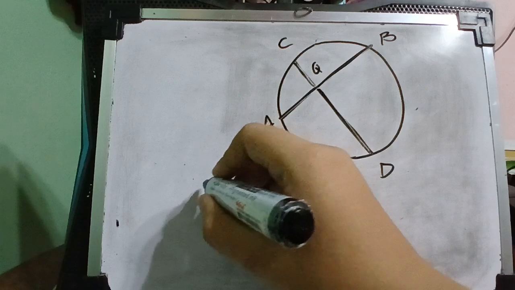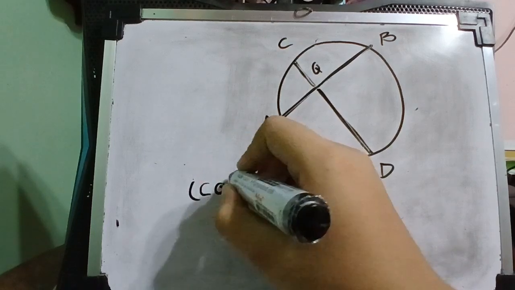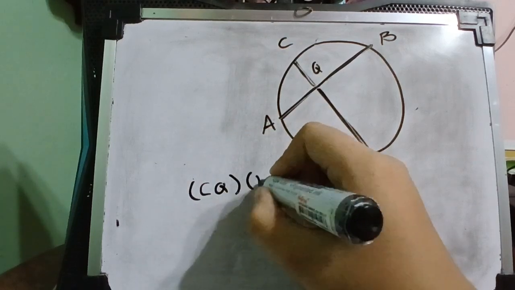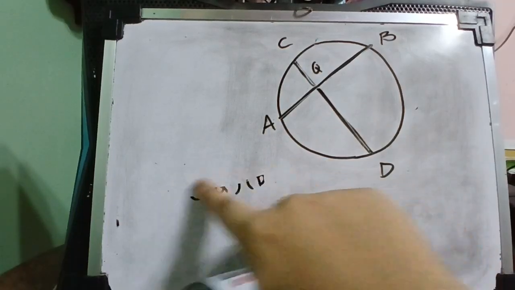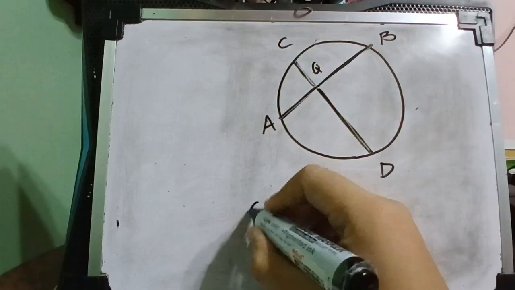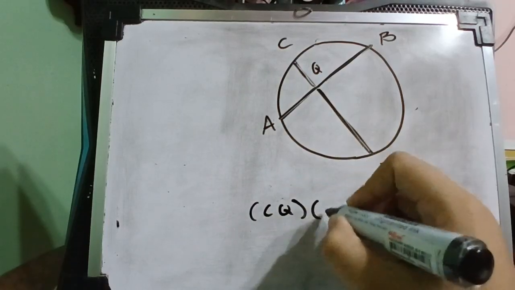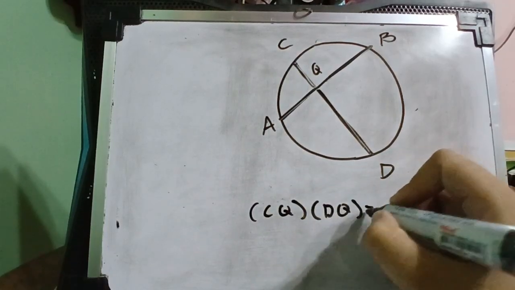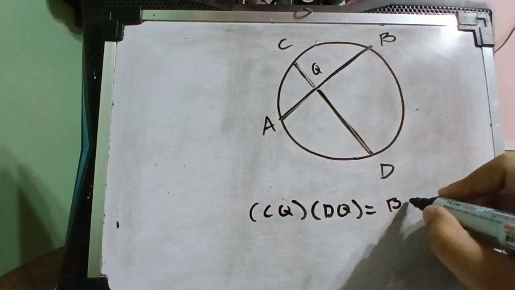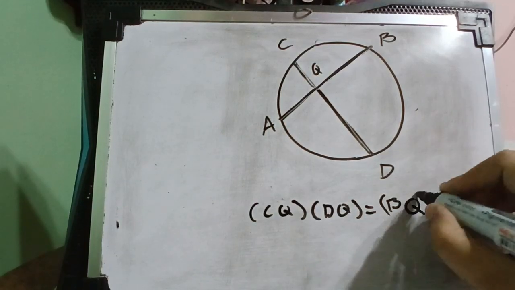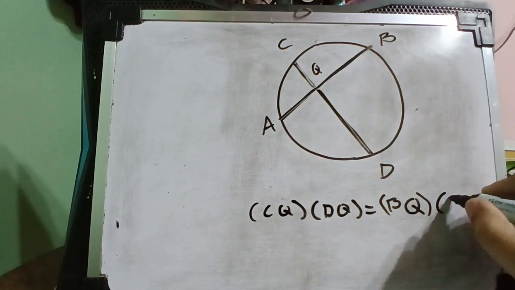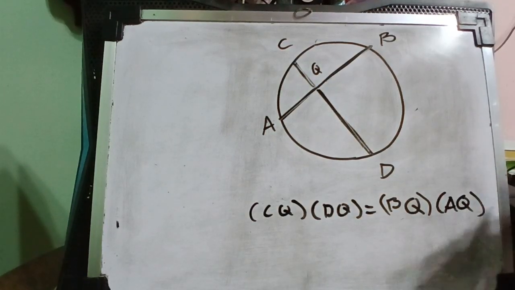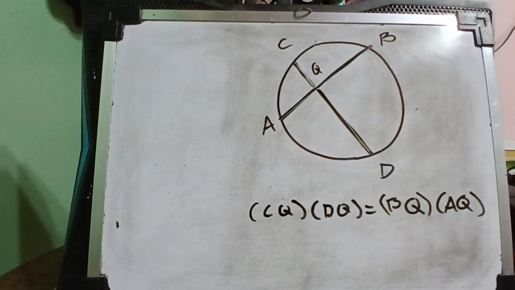So, kapag minultiply daw natin si CQ at si DQ, pag minultiply natin si CQ with DQ, ang magiging product nila ay equal sa magiging product kapag minultiply natin si BQ with AQ. Okay? So, yan yun. Okay?